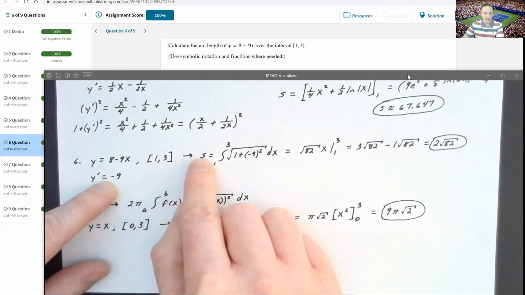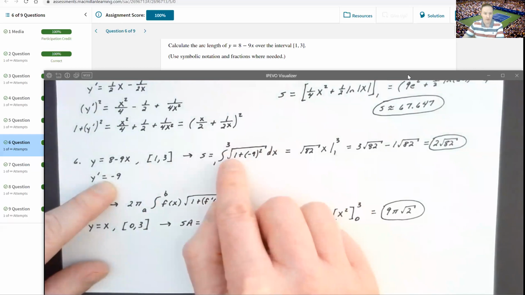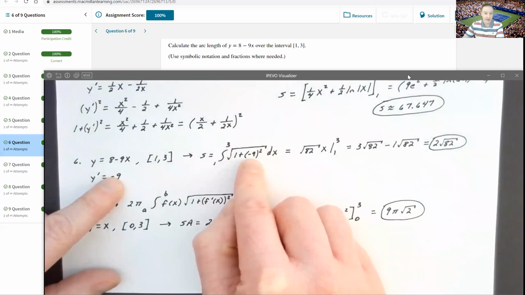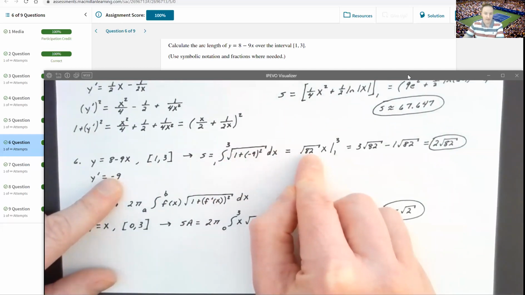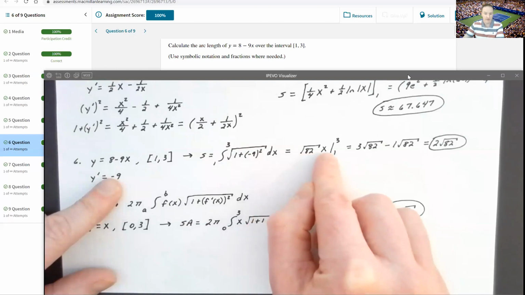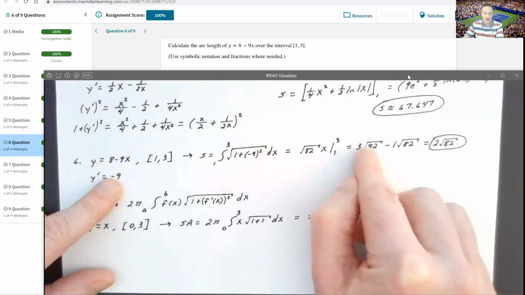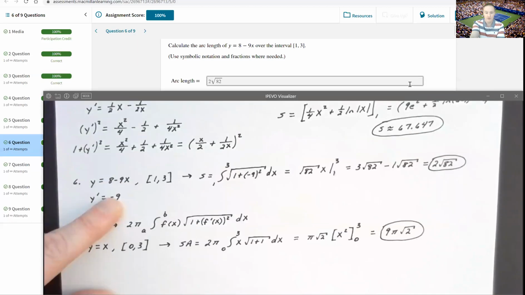Then the arc length formula is the integral from where it begins to where it ends, 1 to 3, of the square root of 1 plus the first derivative squared. We know when we square a negative 9, we get 81. That's going to be 81 plus 1 for a square root of 82 in there. When you integrate that, you'll get the square root of 82 times x. Now we're evaluating that from 1 to 3. So we'll get 3 root 82 minus 1 root 82. For my final answer here, you can see I got 2 root 82. And that is precisely what they were wanting.